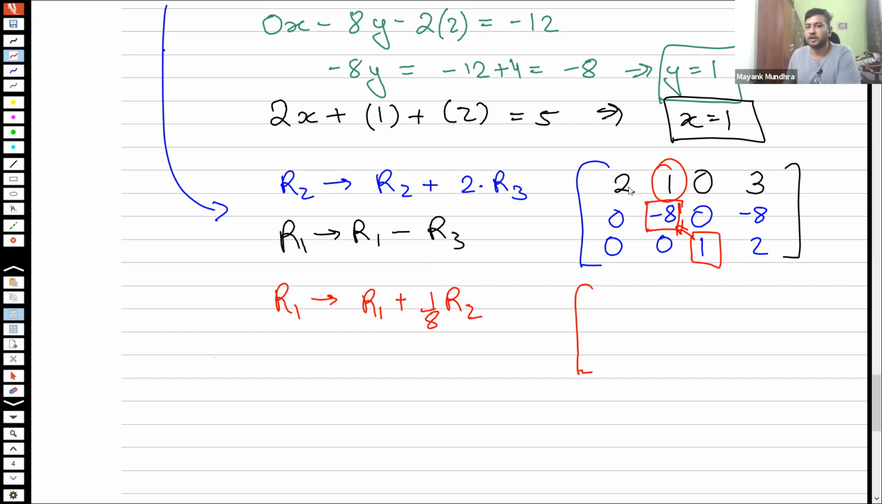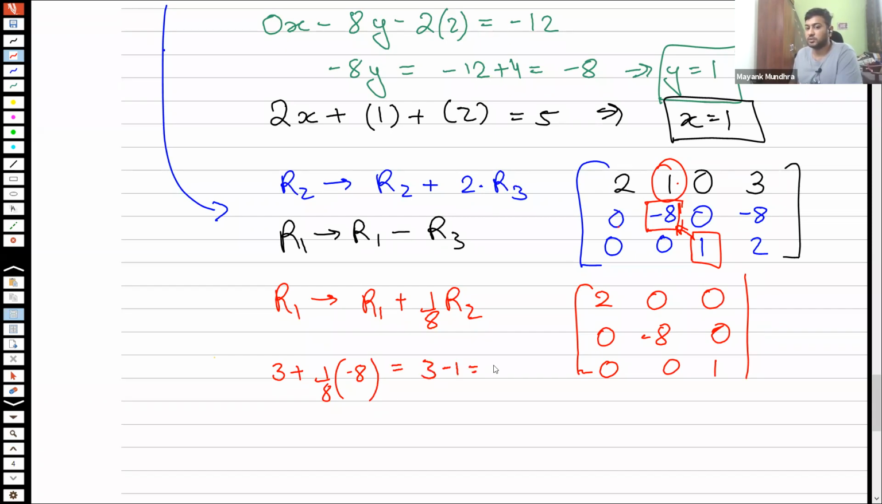So then the first row becomes 2 plus 1 by 8 times 0, so that will remain 2. 1 plus 1 by 8 times minus 8 will become 0. This will be 0, and 0, 0, 1. For the last entry, 3 plus 1 by 8 times minus 8 is basically 3 minus 1, which is 2.